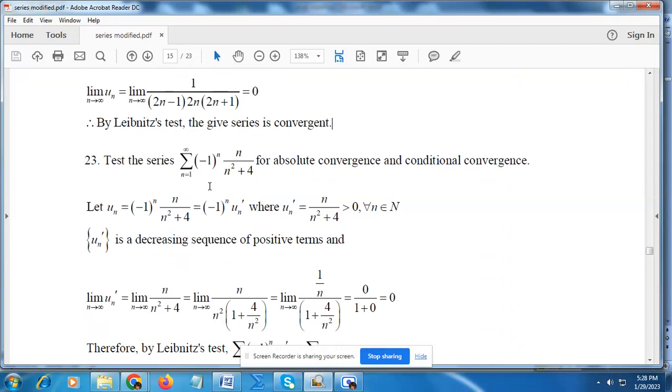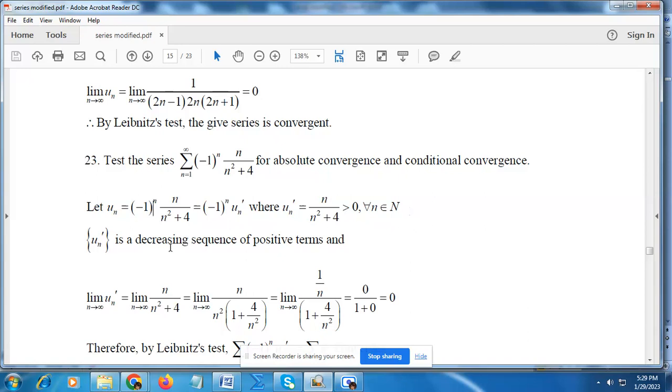And again, test for absolute convergence or conditional convergence. To decide absolute convergence or conditional convergence, first you decide that it is an alternating series. un is minus 1 whole power n into n by n square plus 4. So you take n by n square plus 4 as un dash. un dash is n by n square plus 4, which is greater than 0 for all n belongs to capital N.